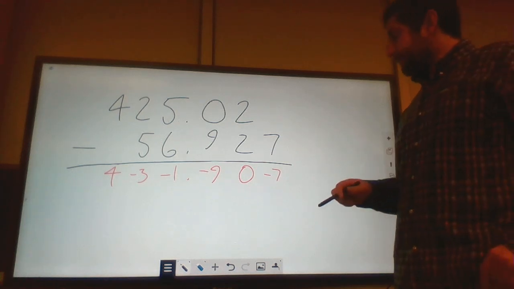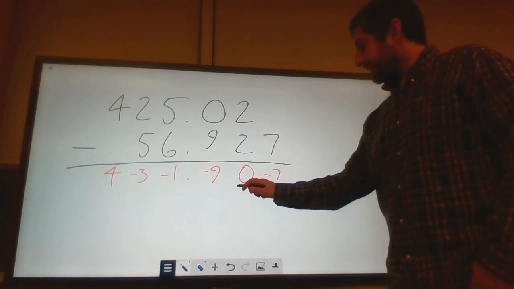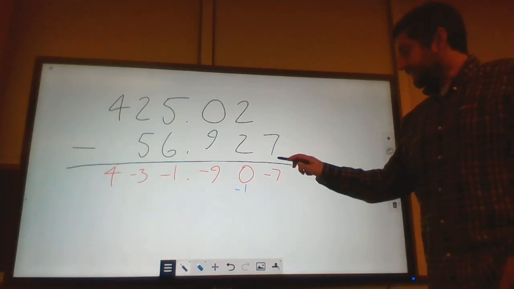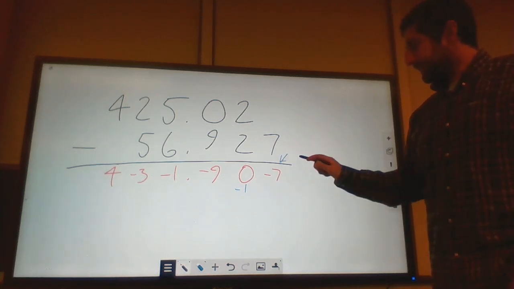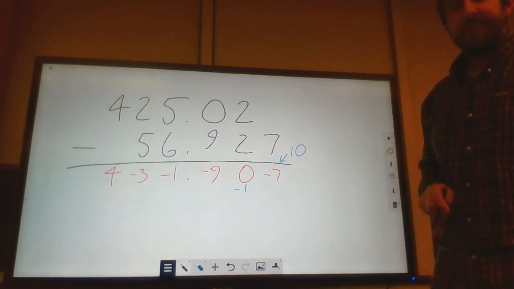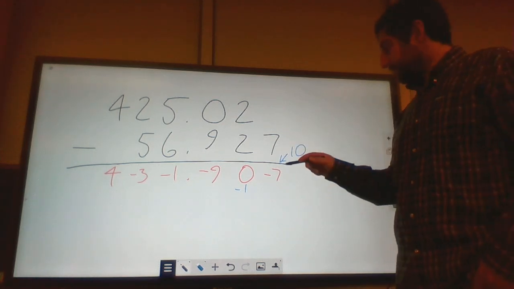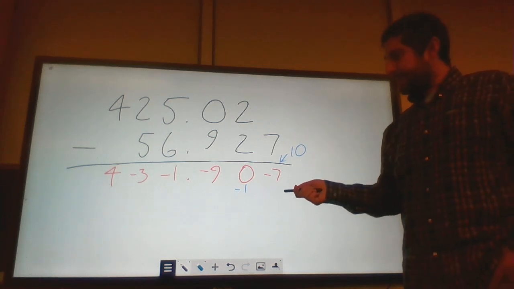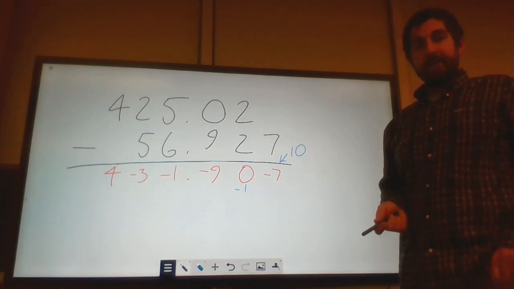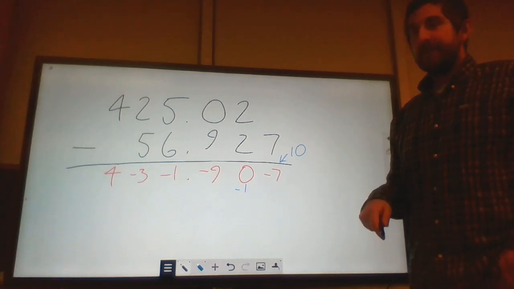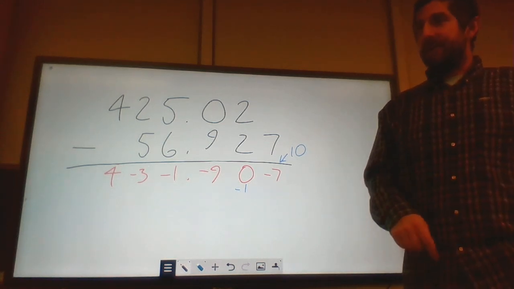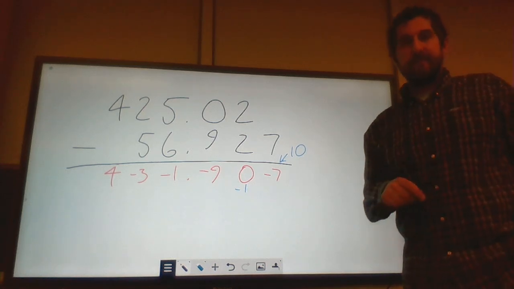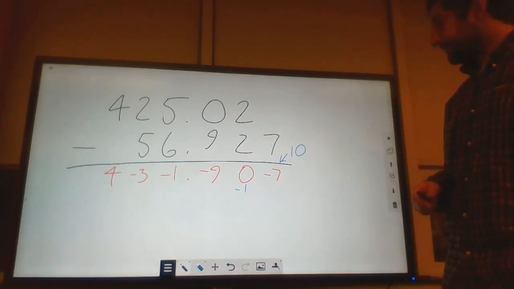By using the borrowing process, it's understood that you take one away from the next place value, and then you can basically add 10 to the place value that has the negative number. And it really is as simple as that. And the nice thing about this was it's always 10. It's never 11 or 13 or 15 or, God forbid, 18. It's always 10. And that made life easy.